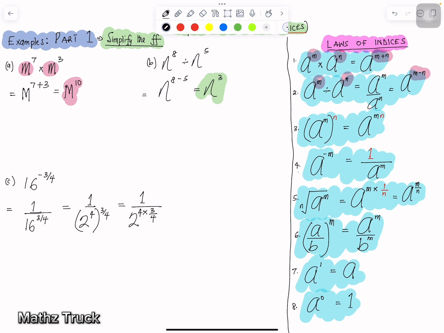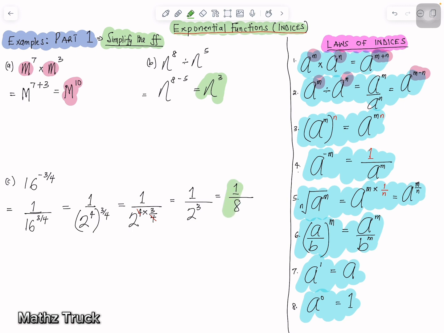Then you realize that this exponent 4 takes this 4. Then our simplified form becomes 1 over 2 exponent 3, since the 4 and this 4 cancel each other. Then your final answer is going to be 1 over 2 exponent 3, which is 2 times 2 times 2, which gives us 8. So the final answer for question C is going to be 1 over 8.